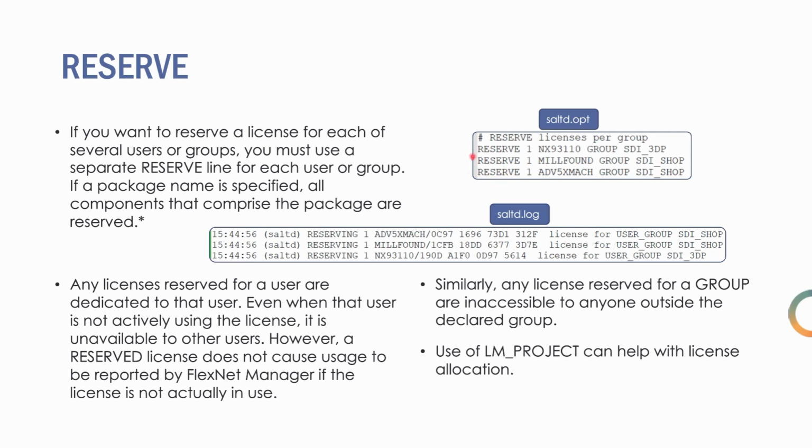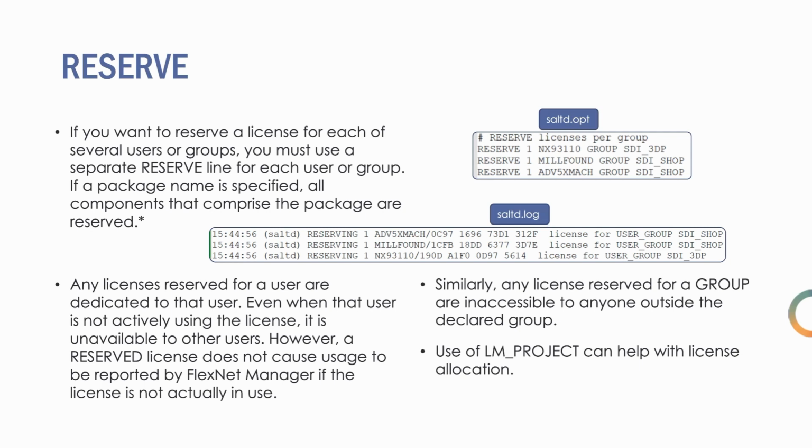The nice thing about using reserve, instead of just sitting on the license, is it does not report that it is a checked out license. So the license usage report doesn't show that it's being used. It's just reserved. And an easier, possibly better way to do this is to use LM Project. I'll get into LM Project in a second, but reserve is a great way of holding a license back for a group or a specific user, more likely a group of users, so that group will always have access to a specific number of licenses.